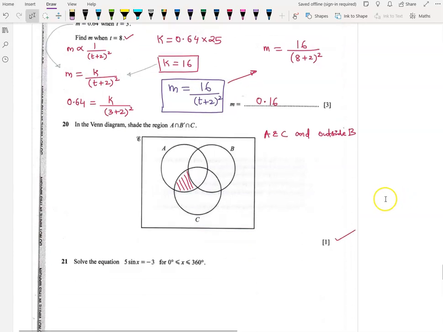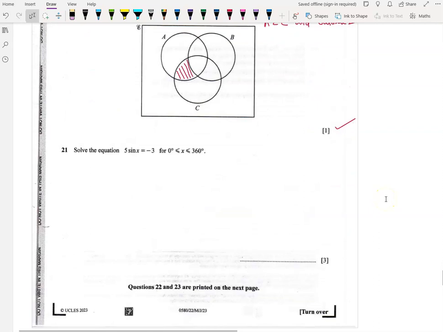Question number 21. Solve the equation. Now this has become a frequent question. Okay, 5 sin x equal to minus 3. So divide both sides by 5. So you get sin x equal to minus 3 over 5 or minus 0.6.